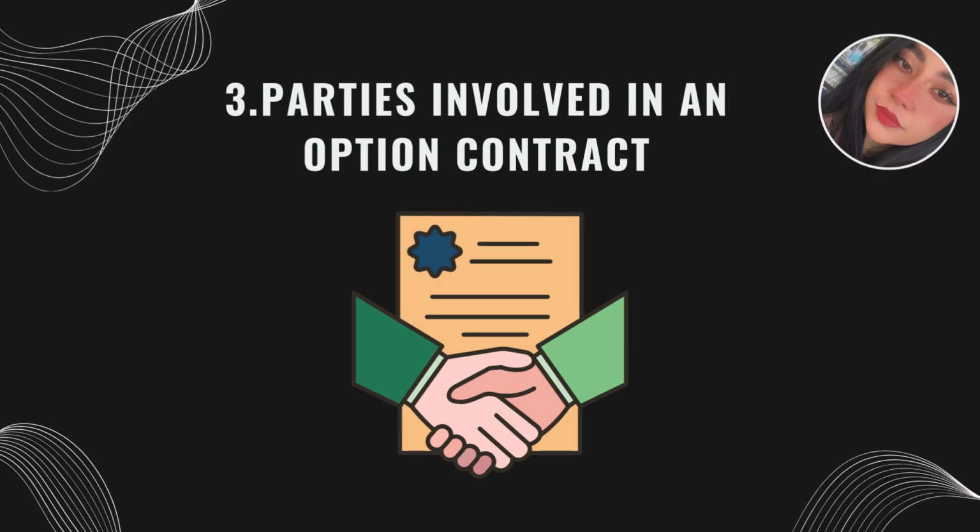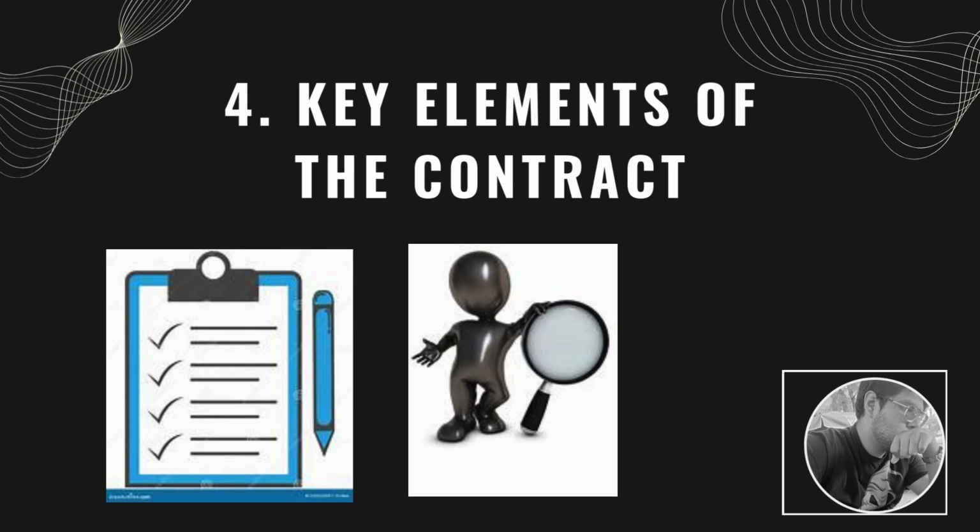Option seller or issuer. This is the party who receives the premium and assumes the obligation to fulfill the contract if the buyer decides to exercise the option. The risk can be greater depending on the type of option. These relationships explain why the buyer has limited risk while the seller may face more significant losses.